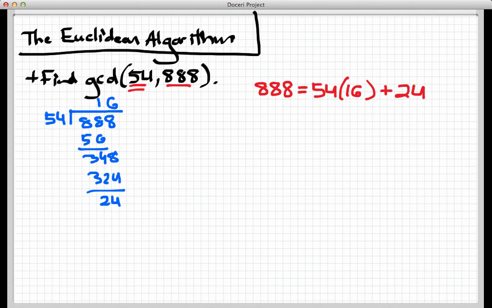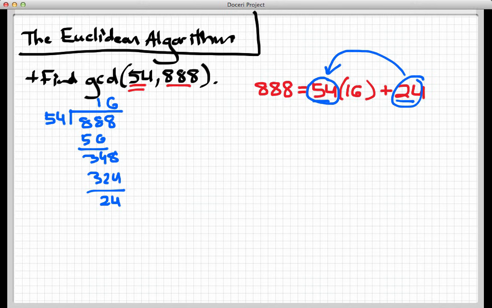I still don't know what the GCD of those two numbers is, but I'm going to get a little bit closer if I do the next step. When you look at the results here, I have two new numbers that were created, the 54 and the 24. The 54 is not new, but the 24 is. So what I'm going to do next is switch places with the divisor and the thing I'm dividing it into. Previously, in the first step, I was using 54 as the divisor. Now I'm going to use 24 and divide it into 54 and see what I get.